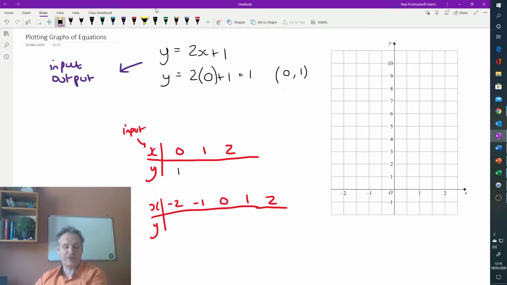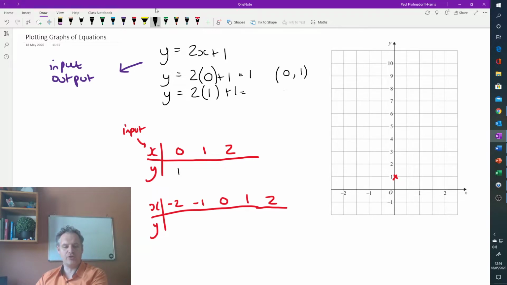We can then, because it says 0 is the input, 1 is the output, plot that on this graph. 0, 1. There's our first point. The next thing we're going to say is, well, y also equals 2 lots of something plus 1. But when we put 1 in, it's 2 lots of 1 plus 1.